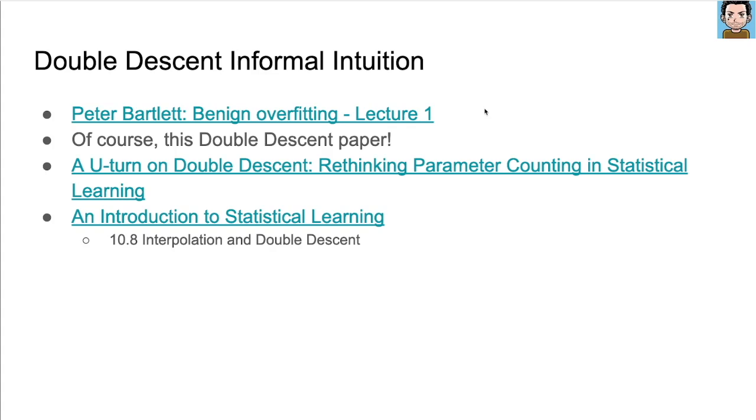It's important to note that there is no solid mathematical foundation that explains why double descent happens. In fact, this follow-up paper, A U-Turn on Double Descent, argues against how we count parameters and its relation to double descent. So please take the following slides with a grain of salt.